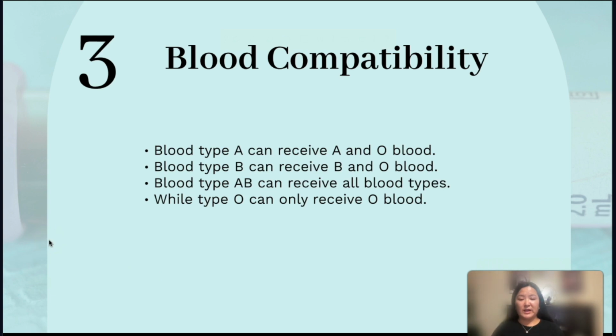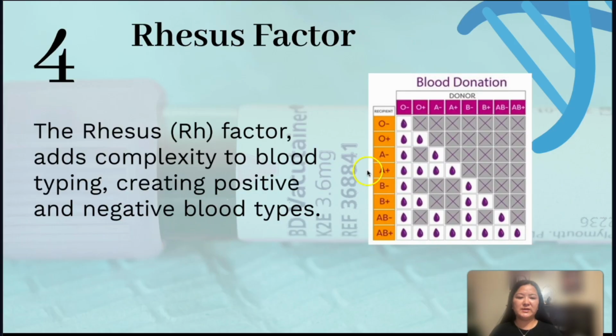Now this information allows us to match the blood types, so we know who can donate and who can receive blood. Here you can see the chart about the blood donation. Before that, I want to talk about the rhesus factor, and we will go back to the blood donation chart again.